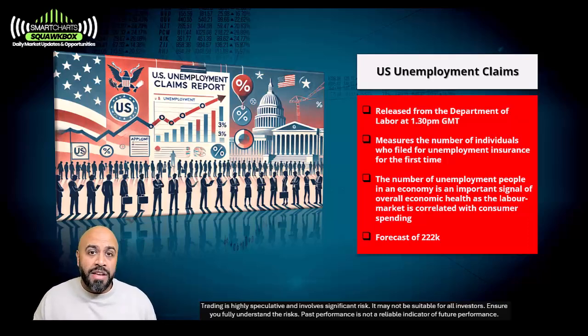Okay, if there are more unemployed people in the economy, then they're probably not going to be spending a lot in the economy, maybe claiming unemployment related benefits. So it drains the economy. So it's a leading indicator of overall economic health. A forecast is for 222,000 individuals to be filed for unemployment insurance for the first time.